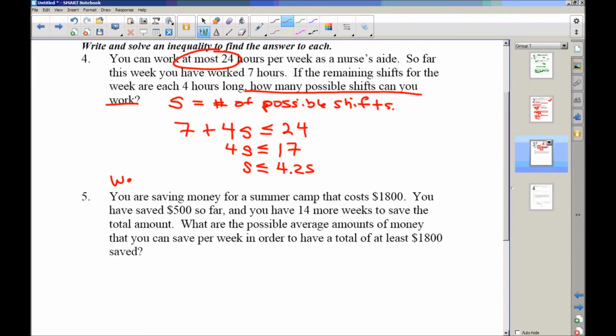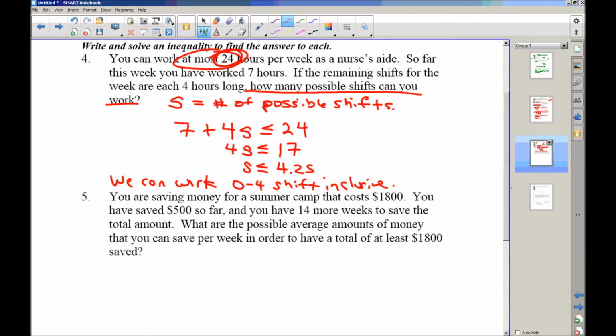So we can work these possible shifts. We can work 0 to 4 shifts, inclusive. Inclusive means including the outside numbers. If I said exclusive, we wouldn't count the 0 and 4. But here we could work 0 shifts, and that would be fine. We wouldn't go over our maximum hours possible. We could work up to 4. So 4 times 4 will give me 16, plus 7 more will give me 23. That'll be less than our 24 total possible hours we're allowed to work. So 0, 1, 2, 3, 4 are all of our answers.